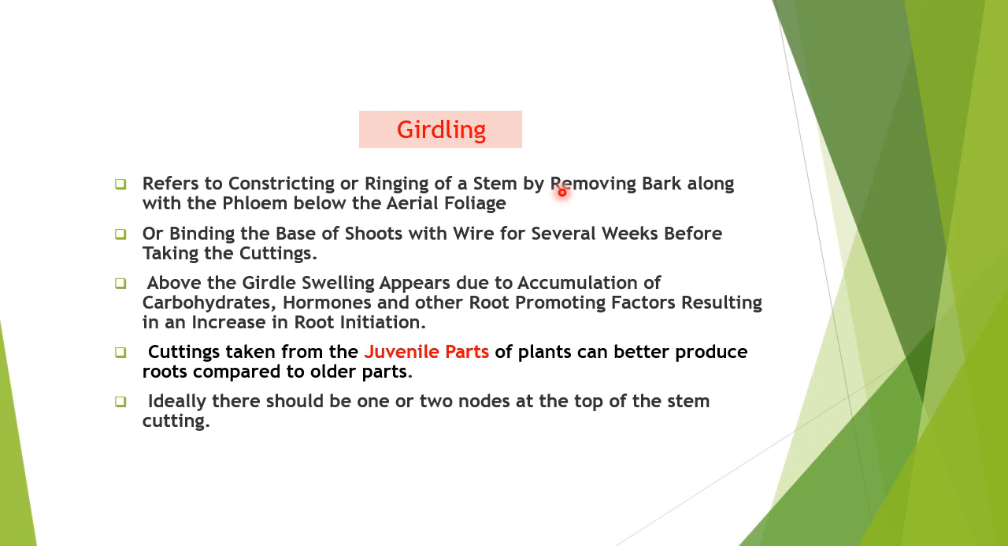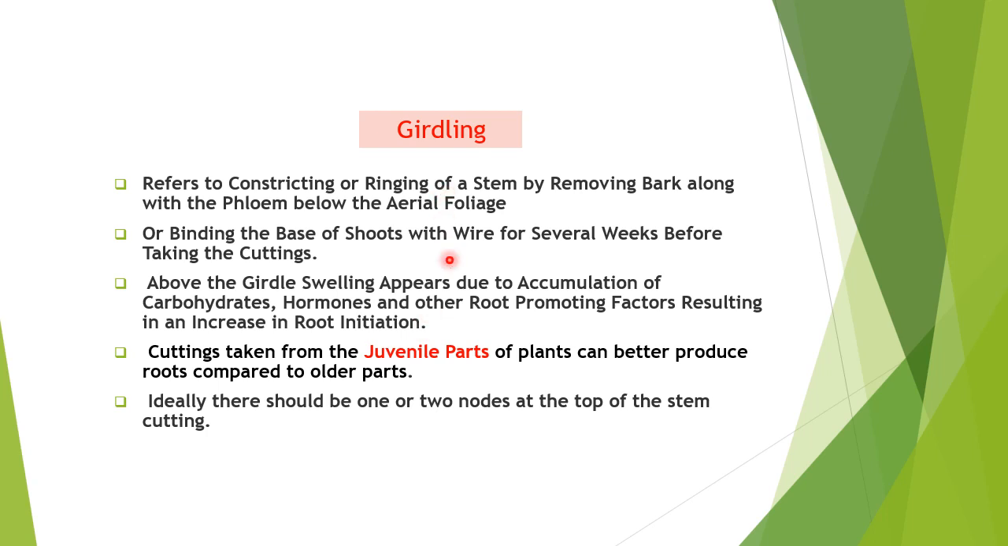And what is done here is a ringing or a constriction on the stem, which blocks, or binding the base of shoots with wire for several weeks before taking the cutting. Above the girdle, you experience a swelling on the stem due to accumulation of carbohydrates, hormones, and other root promoting factors, resulting in an increase in root initiation.